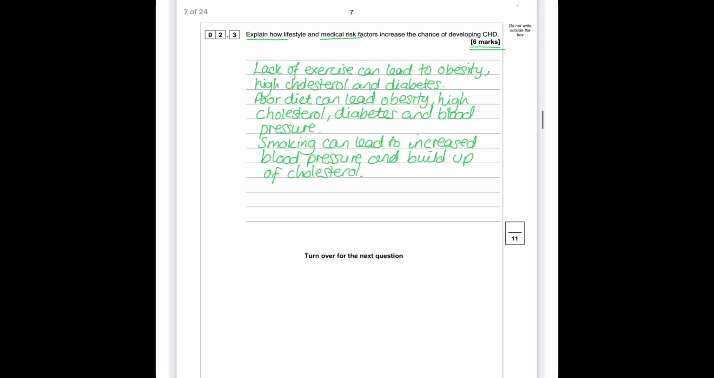And we could also maybe talk about if you consume too much salt, can lead to high blood pressure. So for this question, as long as you're saying what it is that you're doing, which can lead to the impact that it's having on your body.